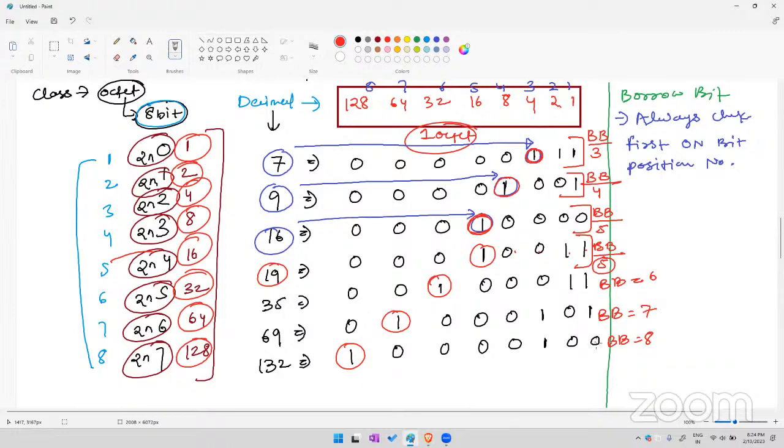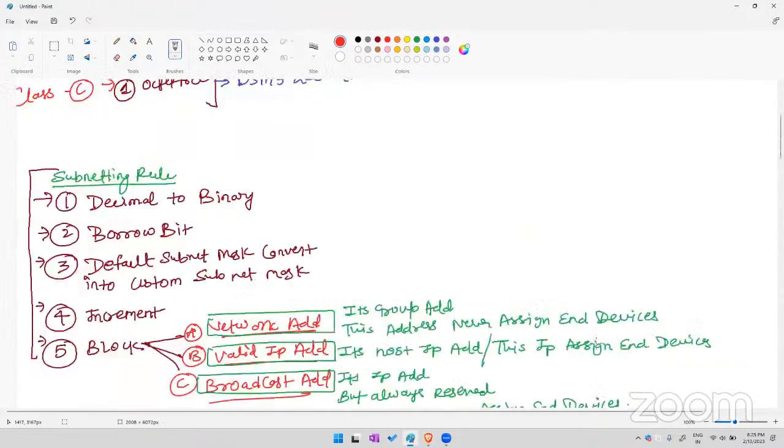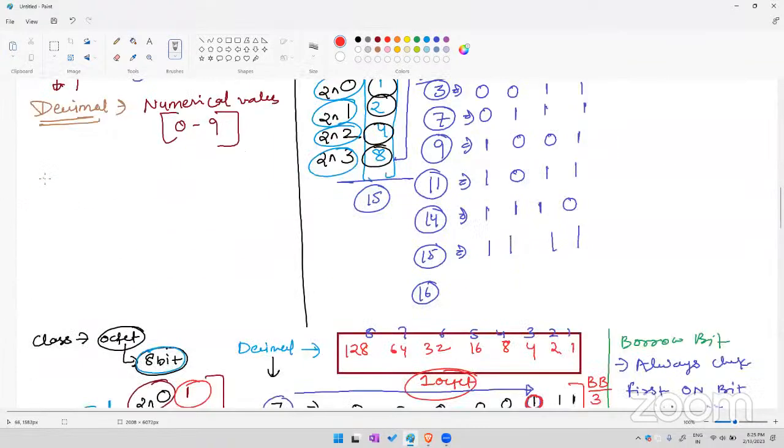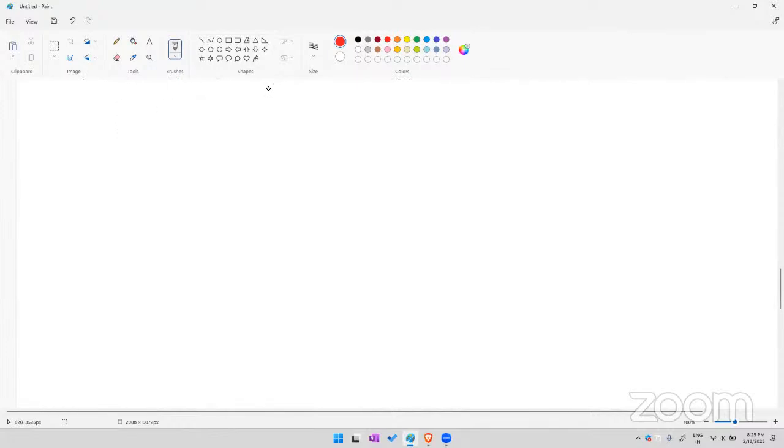Okay, now the next thing we need to learn. Two scenarios we discuss in the subnetting rule: decimal to binary, and borrow bit. Now we discuss these 3 steps. Very simple. For example, you receive an email from your network admin saying, I require 10 users' IPs. Whenever the network admin says users or devices, we follow the host concept.